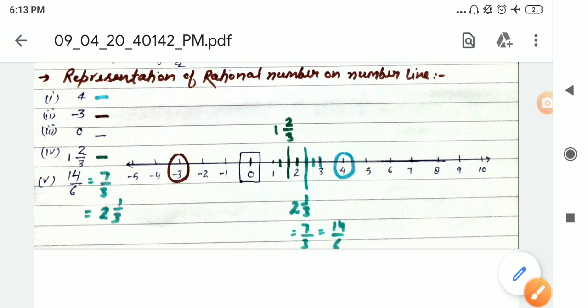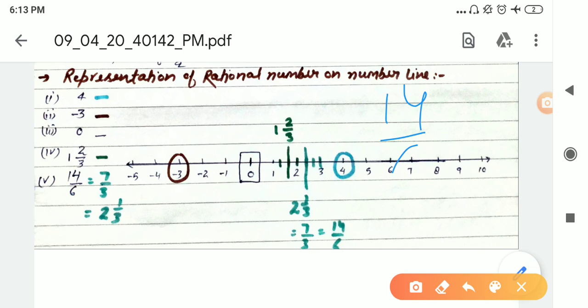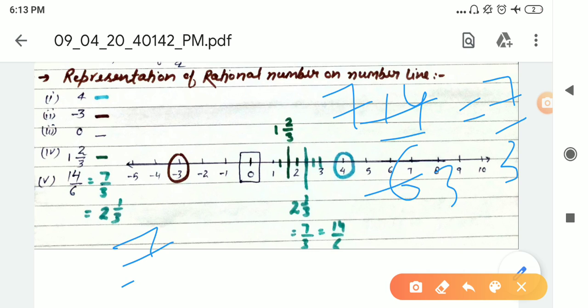Got it? And the last part is, here we have 14 by 6. 14 by 6 is actually an equivalent fraction, which I am going to explain after this. 14 by 6, if we are going to find its simplest form, you can say there is a common factor 2 between them, and if we divide by 2, we get 7 by 3. 7 by 3, you can say this is also an improper fraction, so we need to convert this into a mixed fraction.